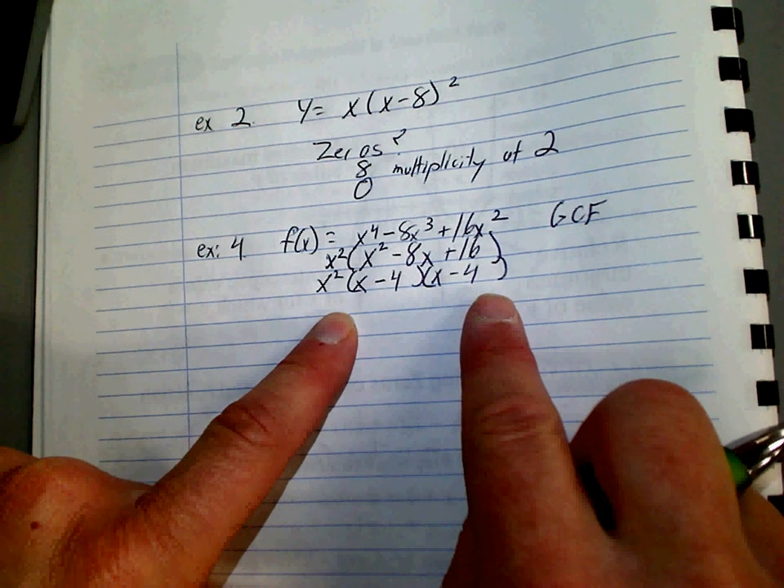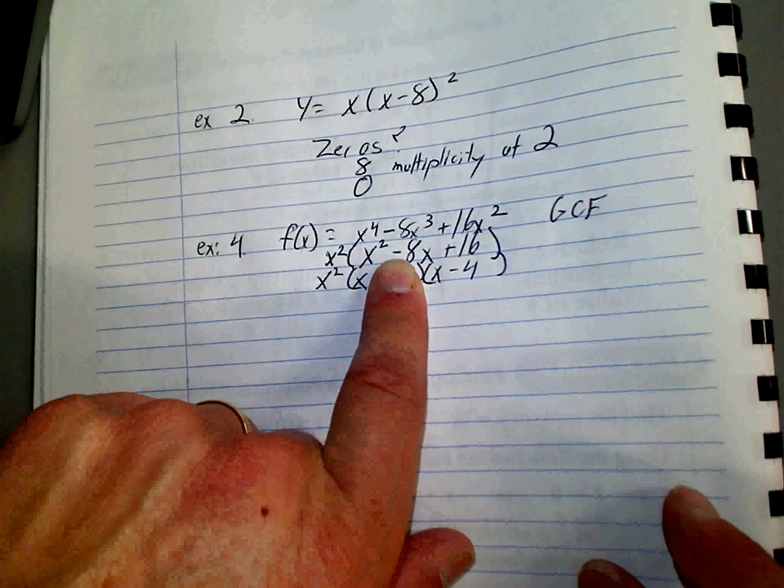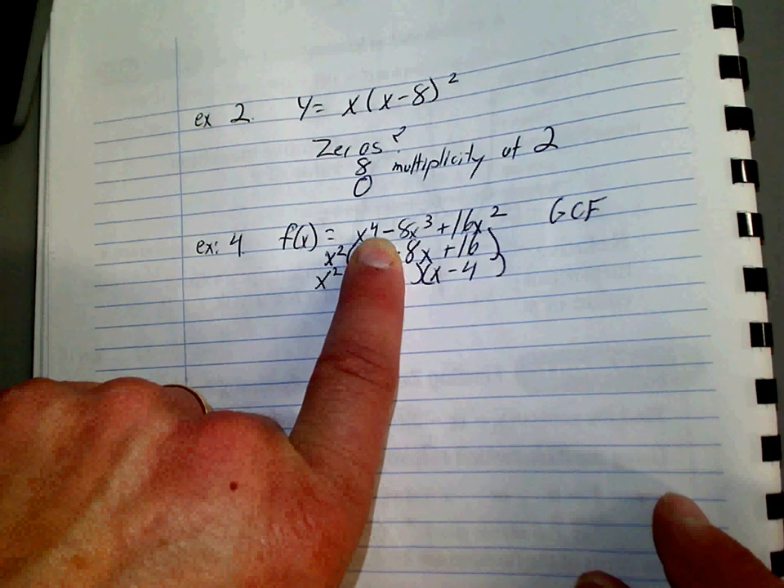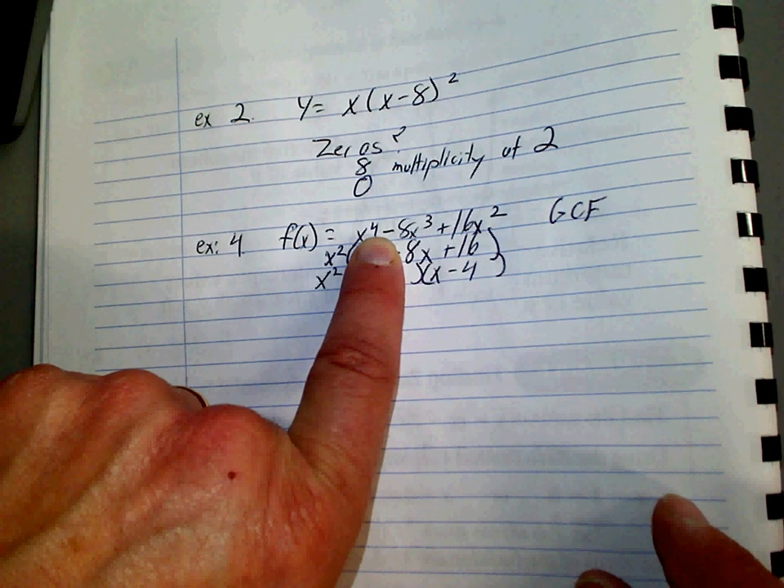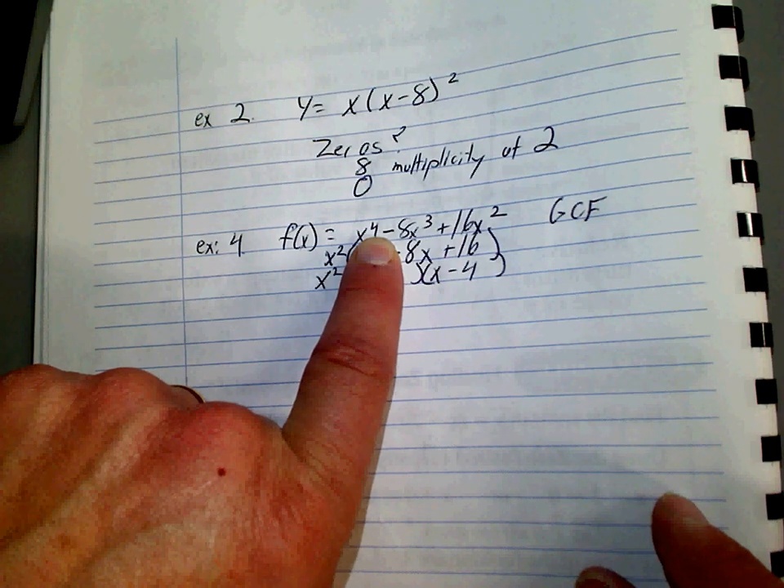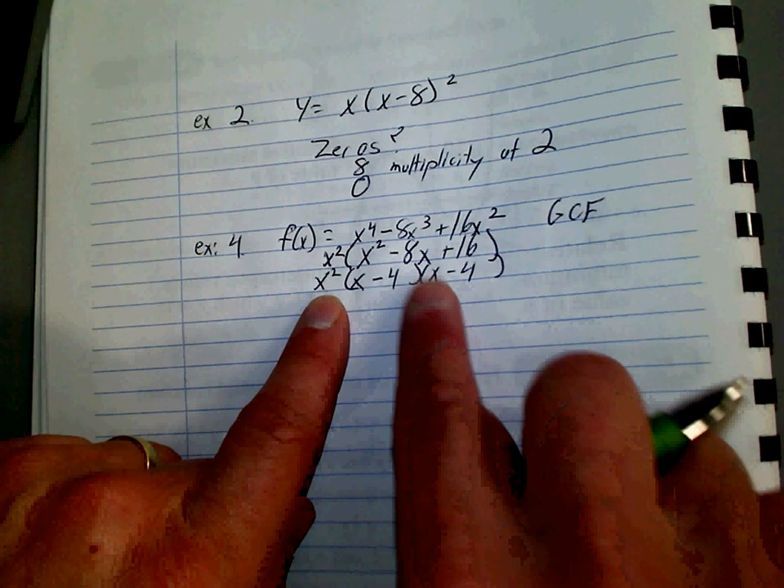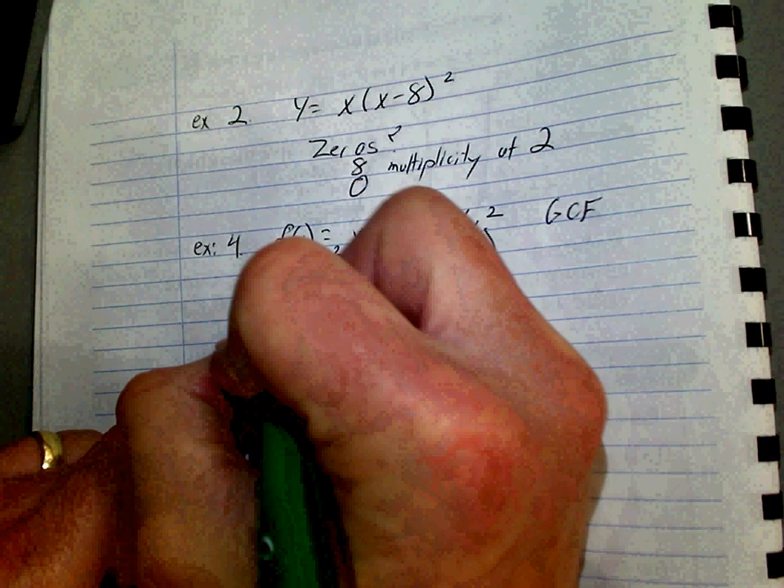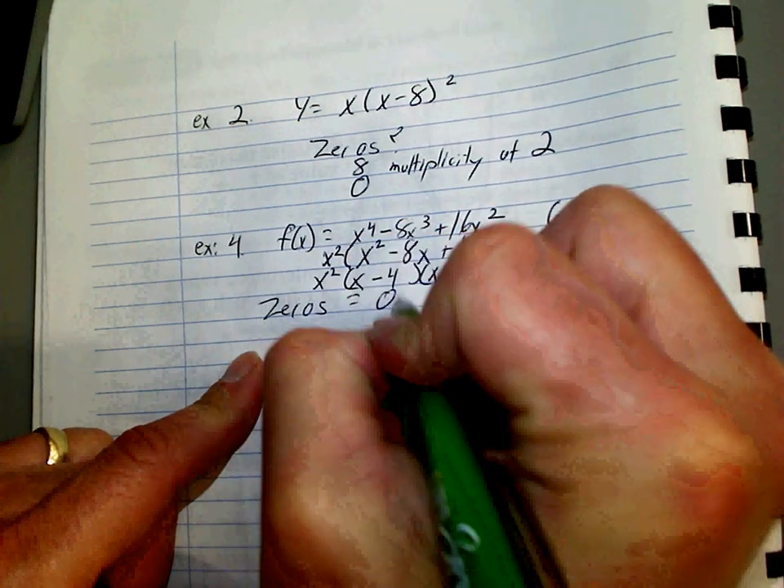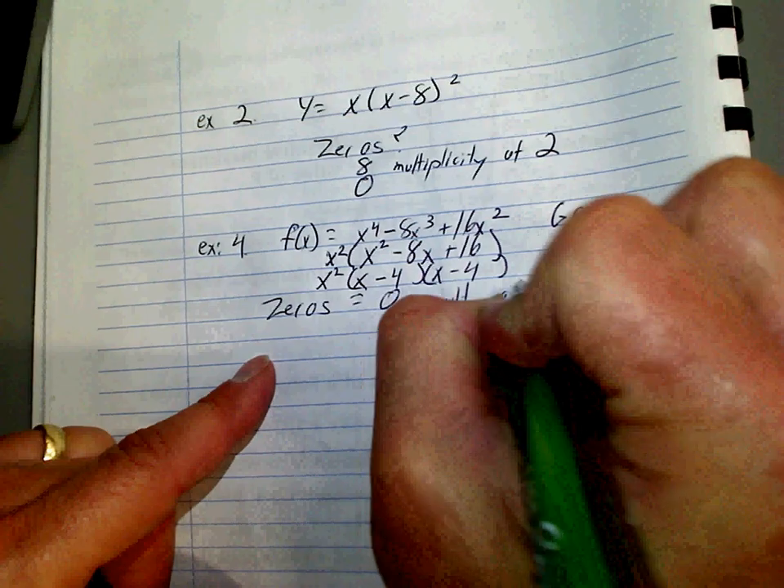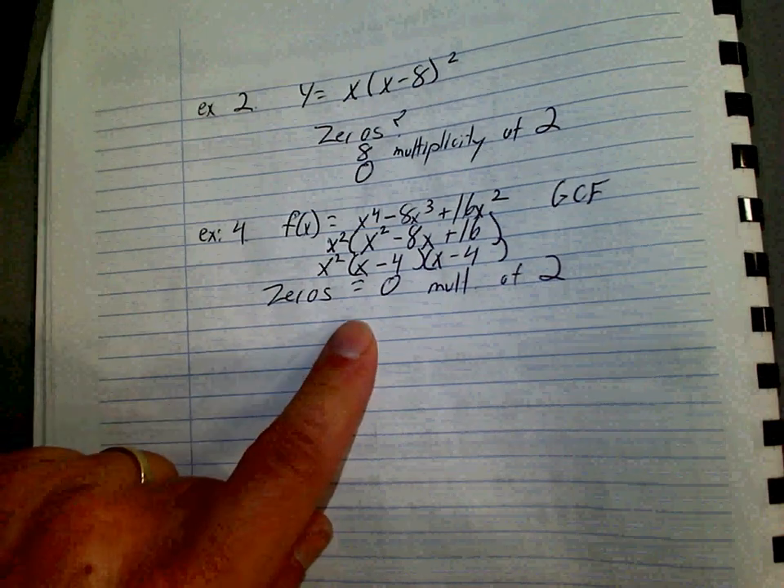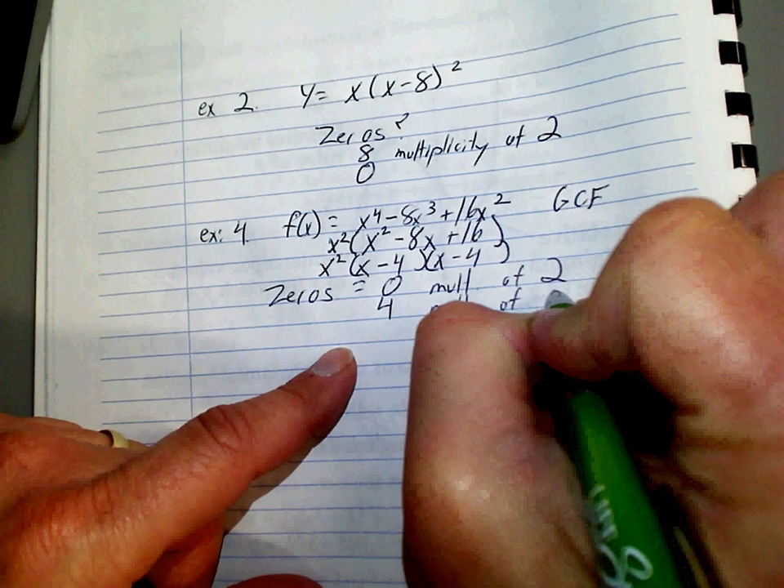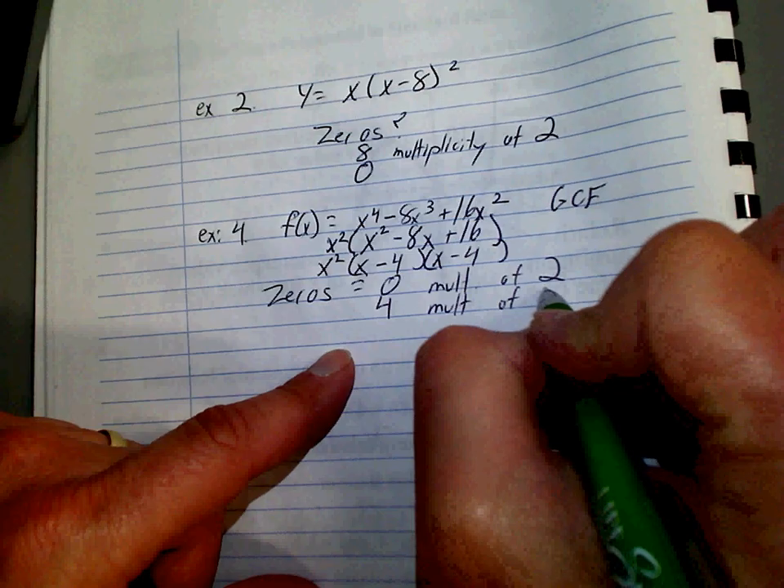So how many possible zeros does this have? Look at your degree there. How many zeros could it have? 4. Your degree tells you how many possible real zeros it could have. And so, it has 4. It has 0 right here. So it's 0 with a multiplicity of 2. What else do we have? 4. How many times does 4 occur? 2. So 0 happens twice and 4 happens twice.